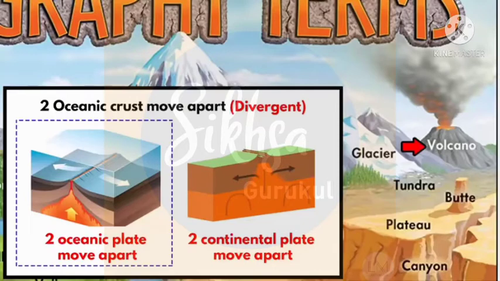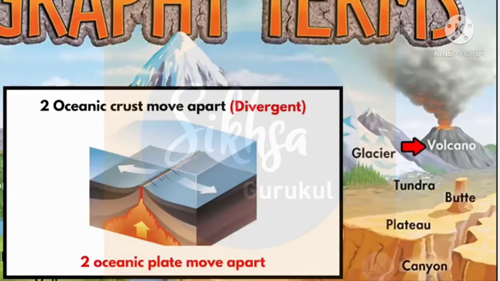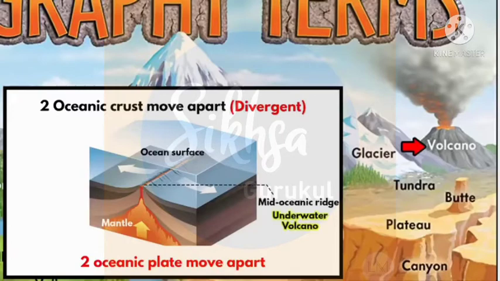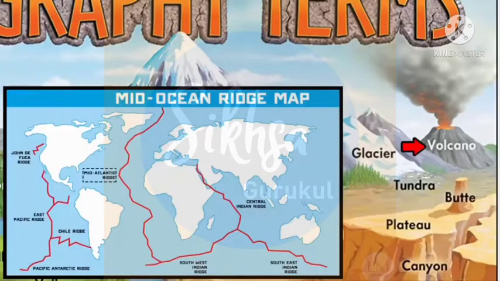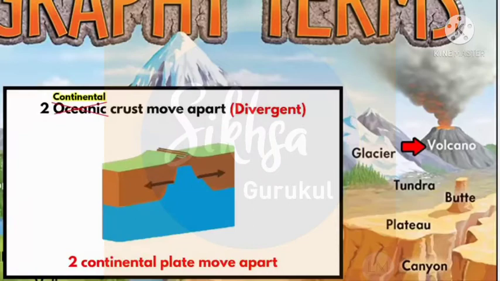When there is a divergent plate boundary in the ocean, in other words, when two oceanic plates are moving away from each other, molten basaltic magma from the mantle comes up and spreads on the ocean floor. It is also called a mid-oceanic ridge. When magma comes out, it forms an underwater volcano or submarine volcano. The most famous example is the mid-oceanic ridge of the Atlantic Ocean, which divides the Eurasian plate and the North American plate. Divergence happens in two continental plates too.